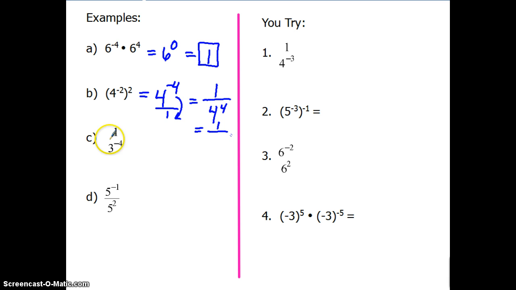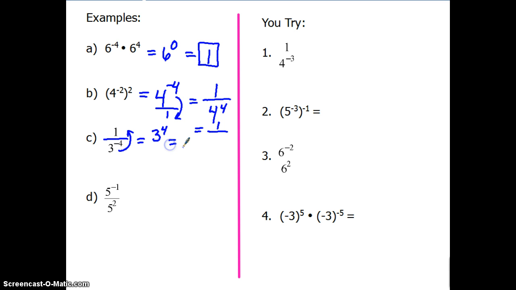All right, example C is 1 over 3 to the negative 4. Again, the negative exponent means to move it across the fraction bar. This one, because it's in the bottom with a negative exponent, is going to move to the top of the fraction. So when I do that, I'm going to have 3 to the 4th. Notice again how the negative went away. Once you move it to the top, the negative has done its job.